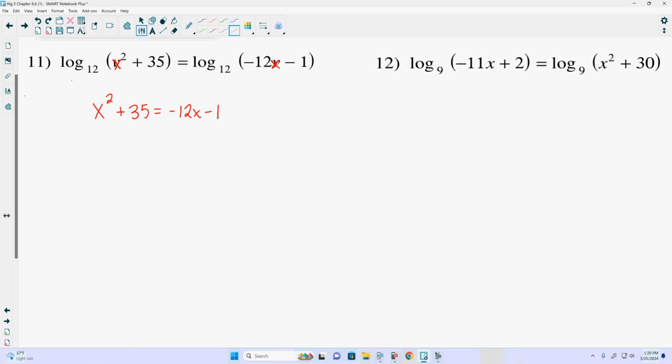Because even though the base is 12 and it gave us that base, really what we can say we're doing is adding a base 12 to both sides, because our log base 12 on both of them would simplify out, leaving us with x squared plus 35 is equal to negative 12x minus 1.